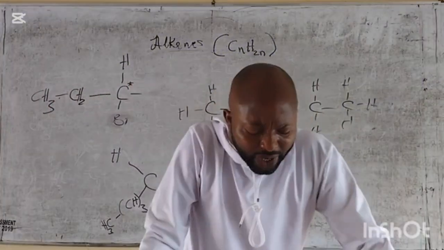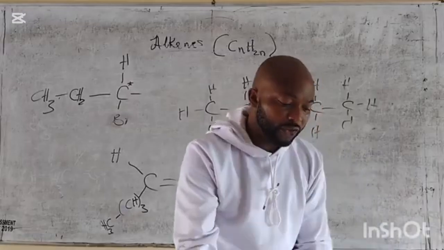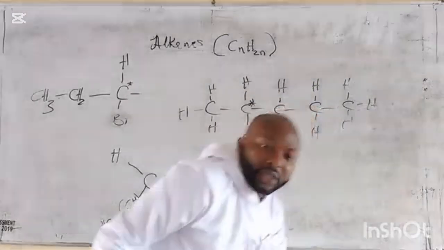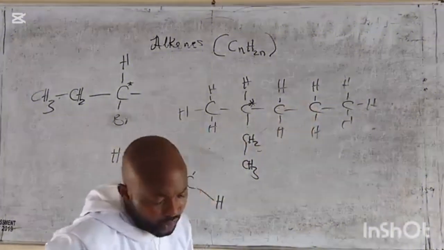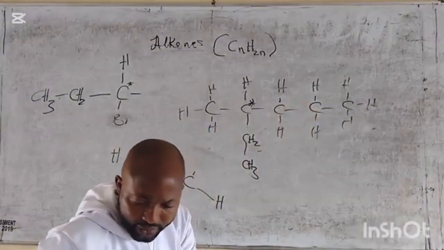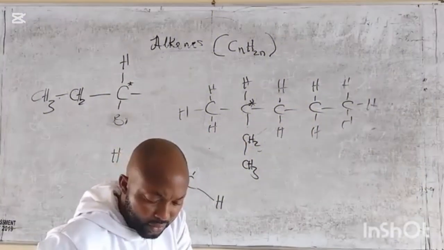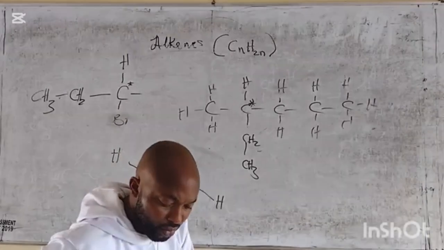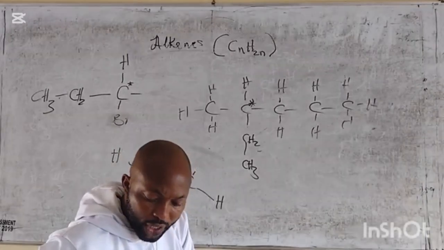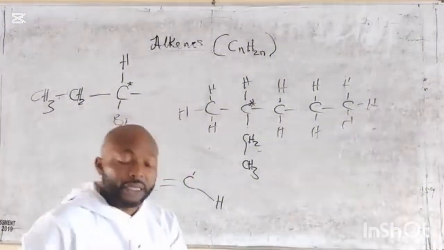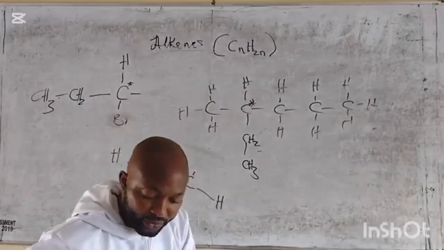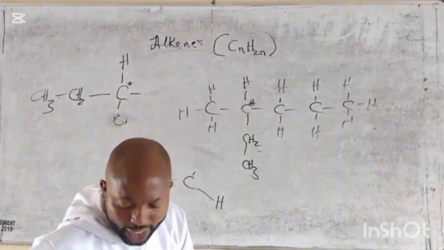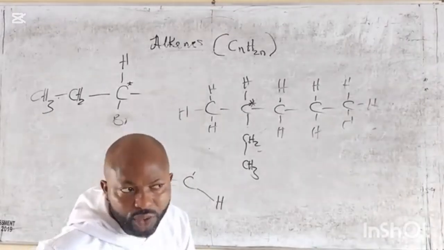Okay, we've talked about that. Let's go to the rules of naming alkenes. General procedure for naming alkenes. 1. Select as the parent chain the longest continuous chain. Of course, we did that in the previous one.